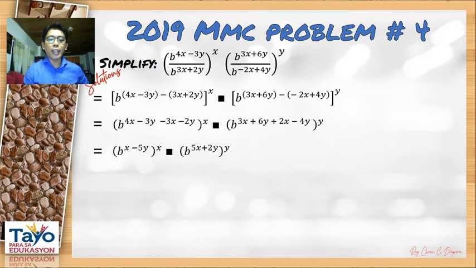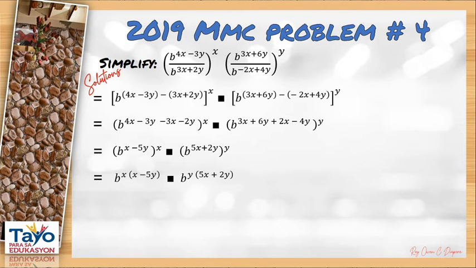So, negative 3y and negative 2y are similar terms, the same sign, so we add them as negative 5y. Close quantity raised to the power of x, multiplied by. So here the same, similar terms are 3x and 2x, so we have 5x. 6y minus 4y is of course 2y, raised to the power of y.